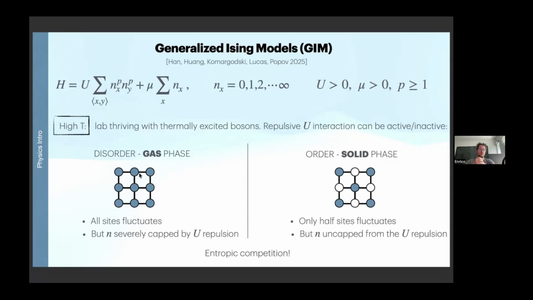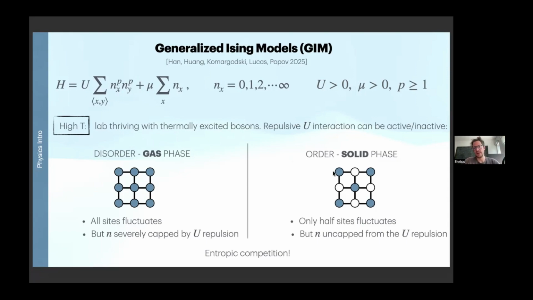Why would I think that? Because I will naively think that if all sites are allowed to host bosons, then in every site I will host fluctuations, and so I will be able to access a lot of microscopic configurations this way. This might be too naive, because if I put bosons everywhere, the U term is going to be active. And so the typical fluctuations are going to be severely capped by this U Poisson term.